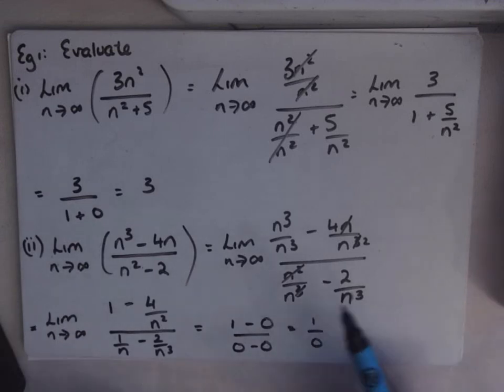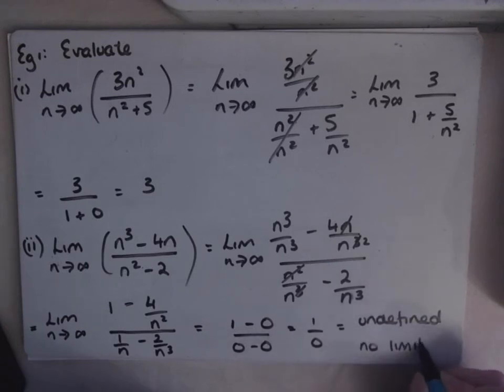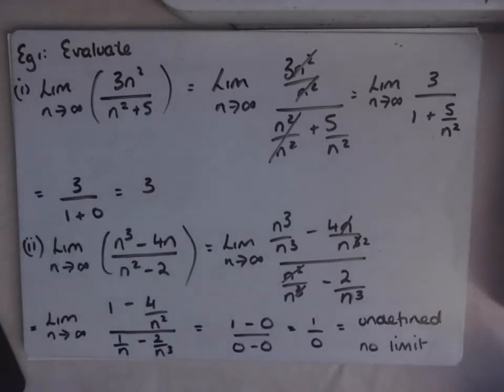So you have 1 over 0 here as your answer, girls, and anything divided by 0 is undefined. So all you're going to write here is undefined, and what that means in the case of limits is there is no limit. So when it's divided by 0, it's undefined. If you have 0 divided by something, your answer is just 0, that's fine. But if it's something over 0, you say there's no limit.